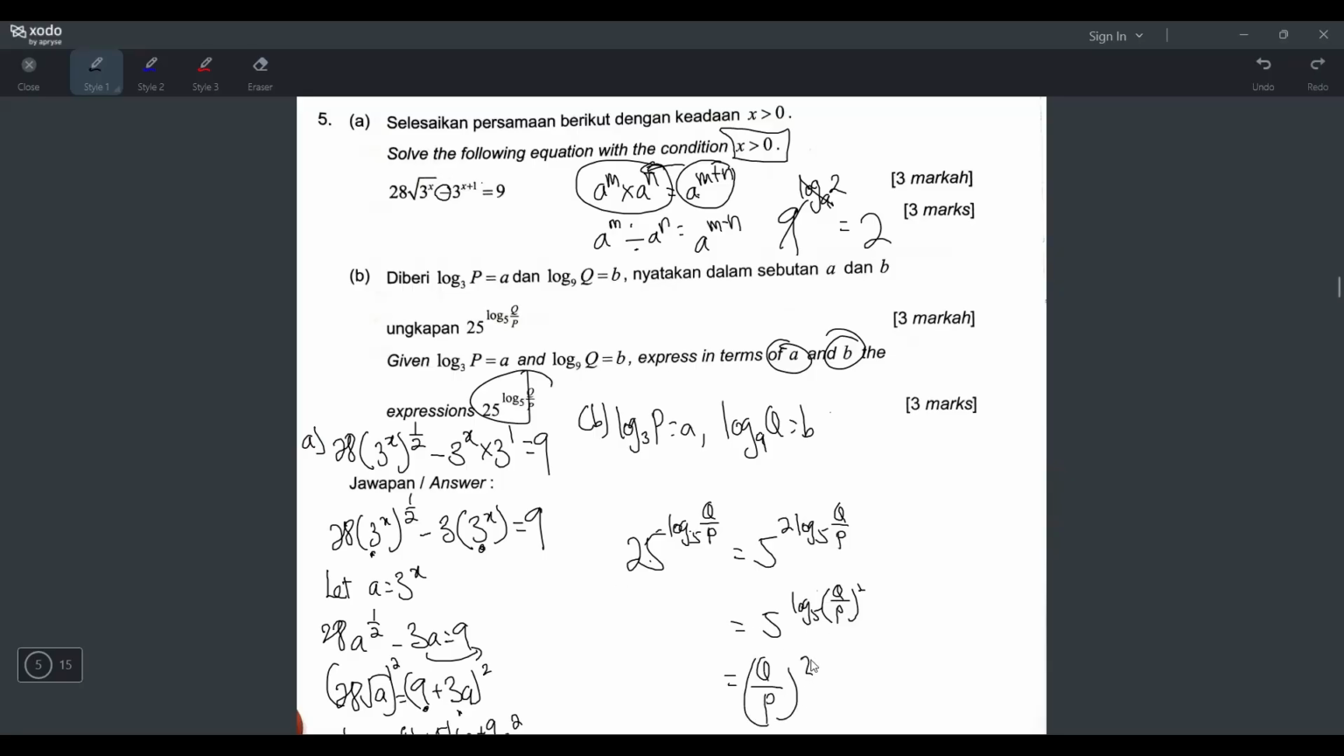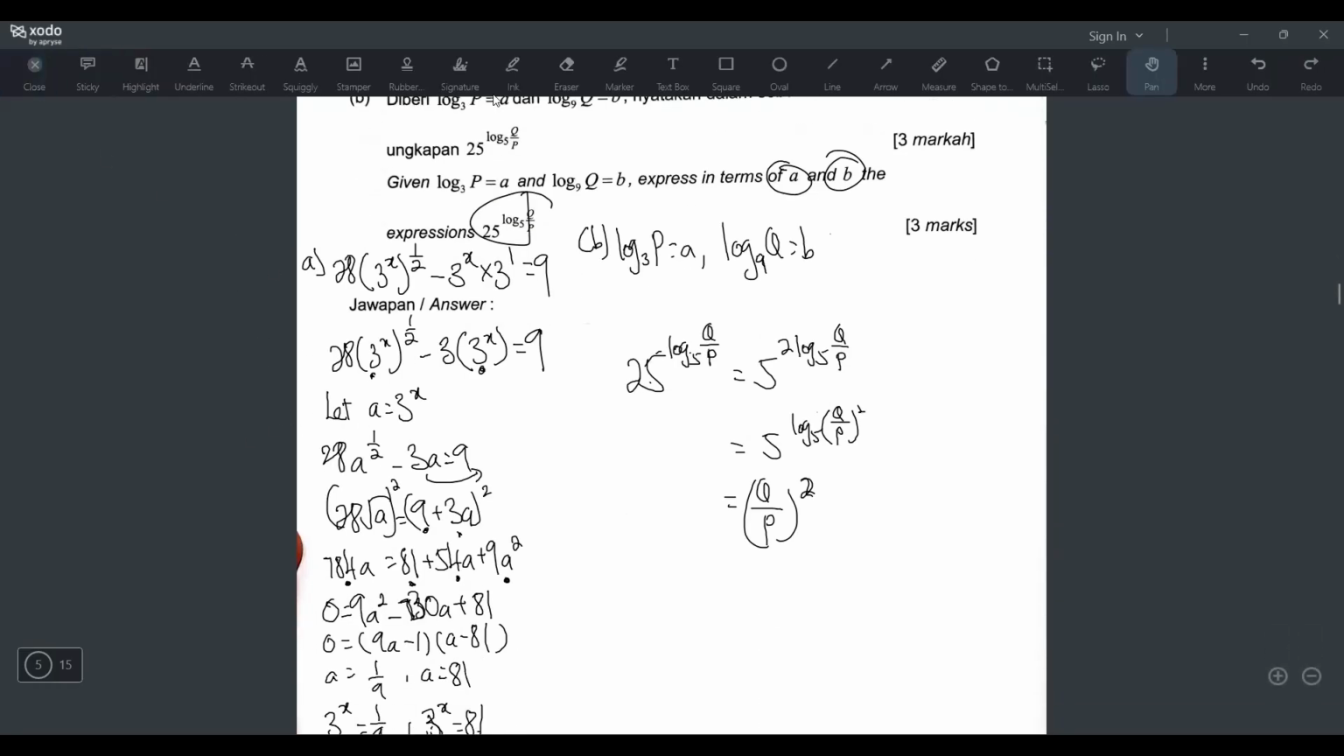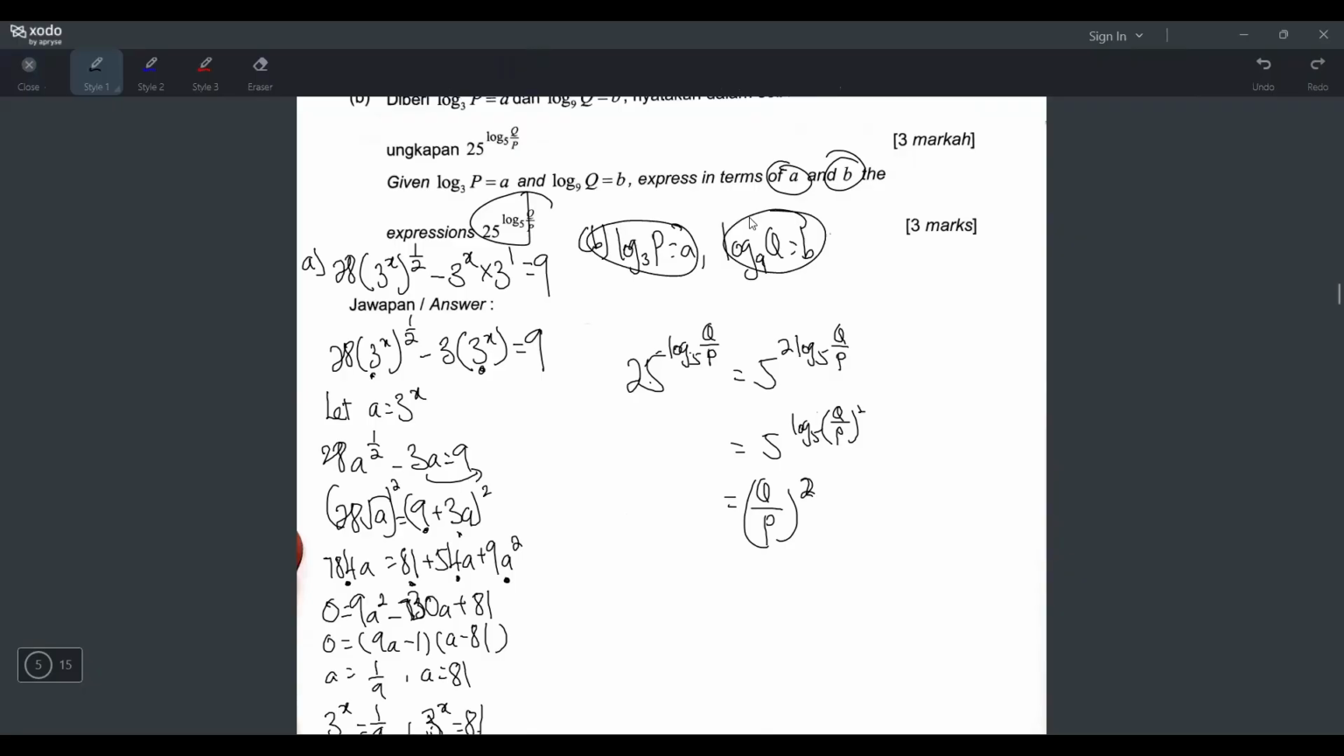But of course, this is not your answer, because the soalan asked to write in terms of A and B. So definitely I have to use these two pieces of information given here. So how can I make sure my answer has A and B? Well, if you look at this, tak ada log, dah, right? Your log already potong already. But the information ada log, right? So I repeat, the information has log, but your question now doesn't have log. So how can I use the information yang ada log?